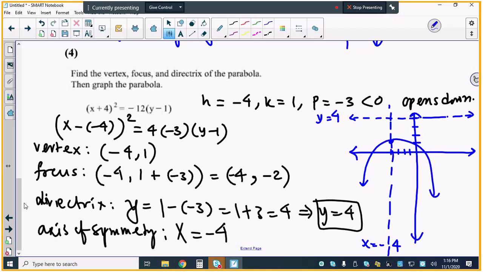Remember, p is negative. And the focus of this parabola is negative 4, negative 2. So negative 4, 0, 1, 2. So there is the focus, negative 4, negative 2. And the vertex, as usual, is negative 4, 1. So that is what we are going to understand as the context of the parabola from this given standard form of the parabola.